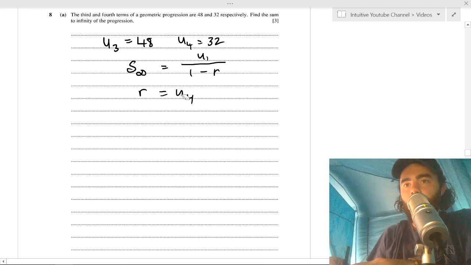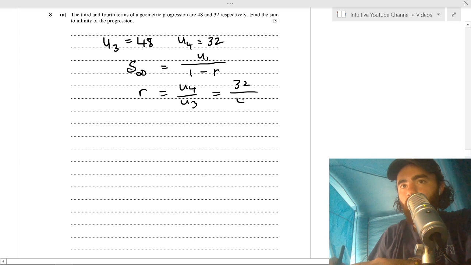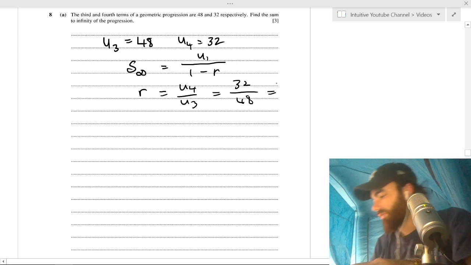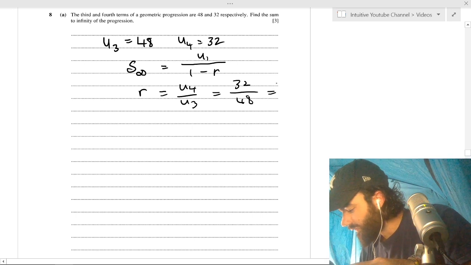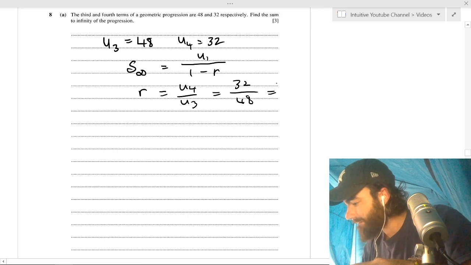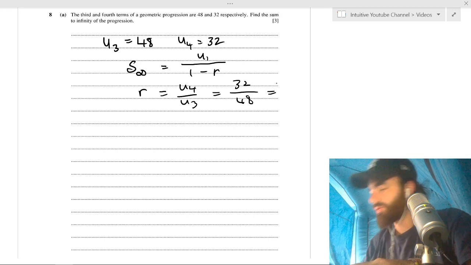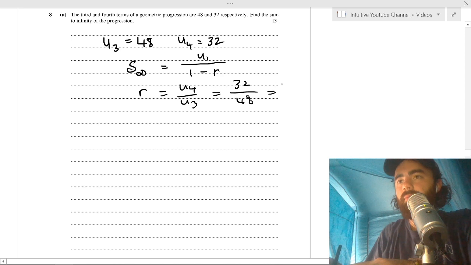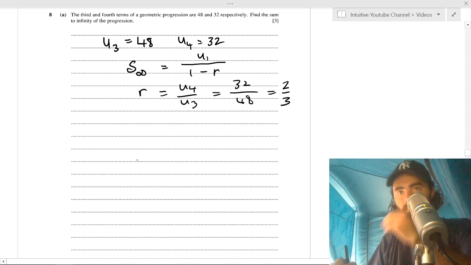So that means our r equals u4 divided by u3, which equals 32 over 48, which equals 2 over 3. So we have our r, and now we need our u1.